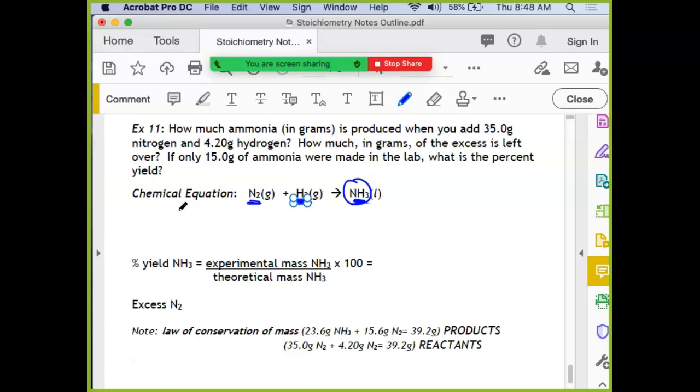So 35 grams of nitrogen. Now, in order to do this, you have to be in moles. So first thing you should do is balance the reaction. This reaction isn't balanced, so you want to balance it. So I need 2 nitrogens, so I'll put a 2 here because there's 2 right here. Now I have 6 hydrogens, so I put a 3 here. And now this is balanced.